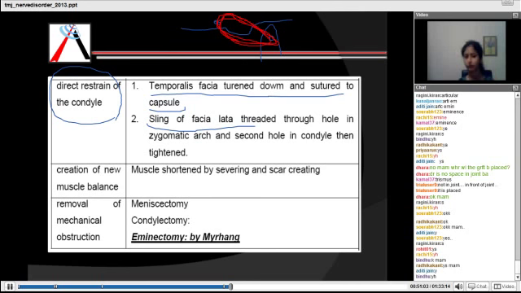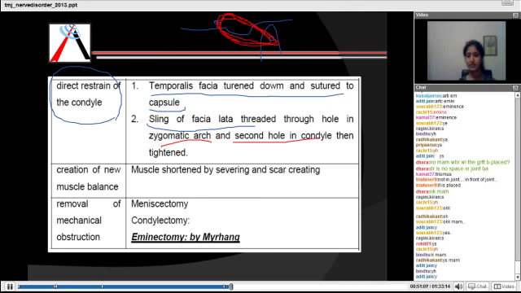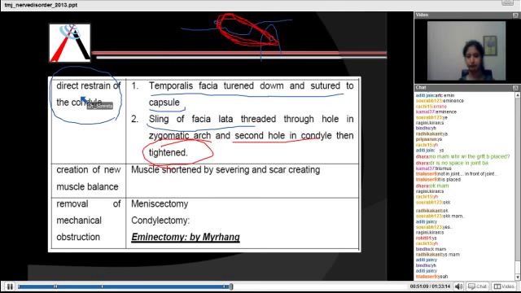Clear all of you? Through a hole in the zygomatic arch and a second hole in the condyle, it was tightened. Next is creation of a new muscle balance. Here the muscle was targeted, the muscle was shortened and severed, and a scar was created, which created a new muscle balance for the patient, which prevented the anterior dislocation of the mandible.